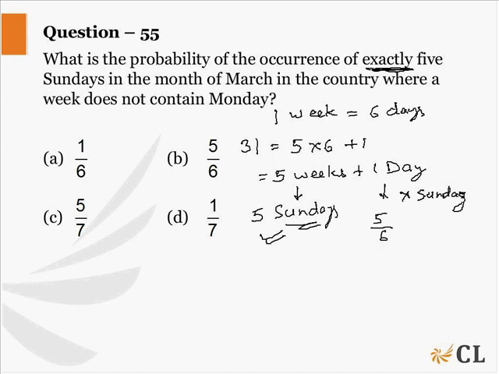So 5 by 6 is the answer. Why are 6 days taken? Because he is saying Monday is not there. Monday is not there, means only 6 days are there, out of 7, and one day, which is Monday, is not there. Right? Are we clear on the question? The answer is 5 by 6.